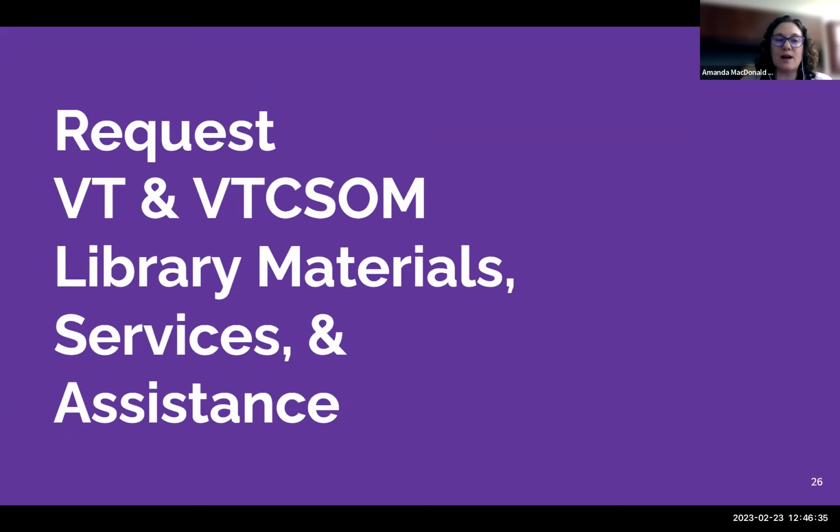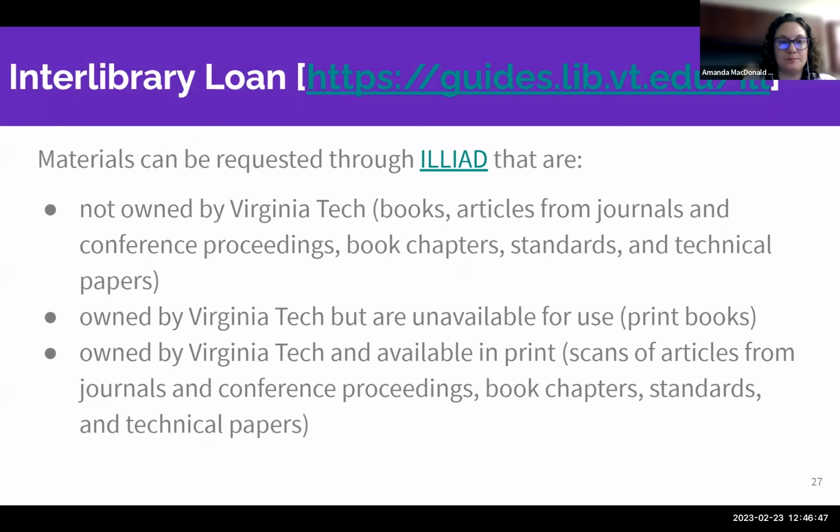And then lastly, we're going to talk about how you request materials, library materials, but also different services that we have that maybe we haven't talked about yet, and research assistance, whether that's for a group or a lab or one-on-one. So interlibrary loan, I hinted at, and I know Jane mentioned it too. Our system that we use is Iliad.